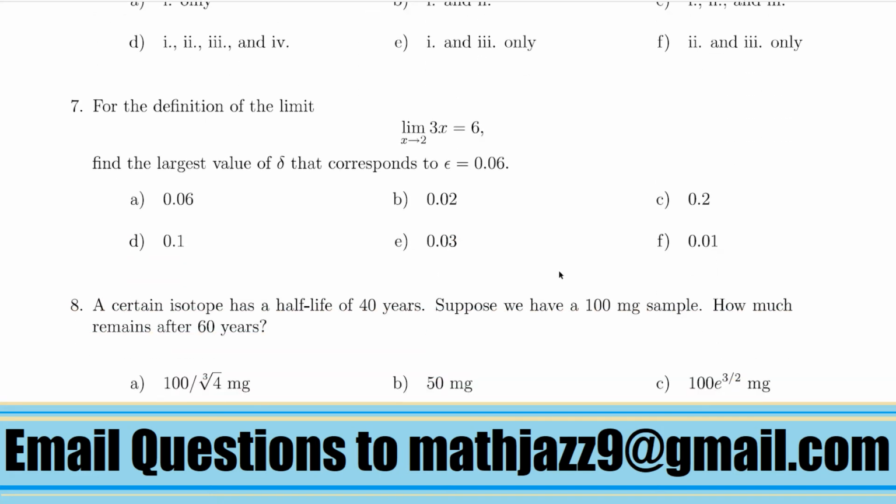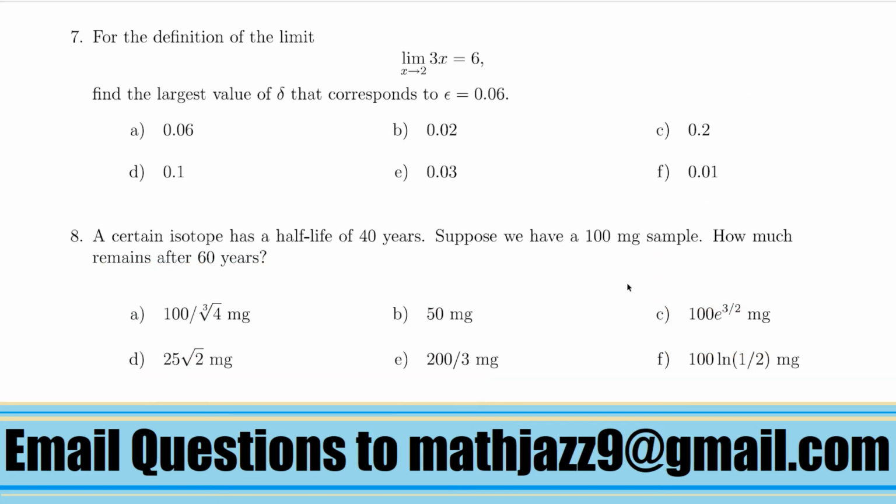Our next problem is, for the definition of limit, find the largest value of delta that corresponds to epsilon equaling 0.06. So this is a type of problem that I don't see come up very often on exams anymore. I don't think that we really do a lot of epsilon delta stuff on the final, which is a shame because epsilon delta proofs are amazing. I mean, they're the foundation of everything.